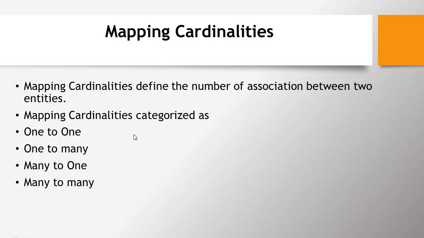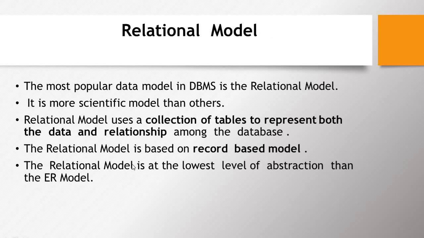Next, let us see the mapping cardinalities. Mapping cardinalities define the number of associations between two entities. Mapping cardinalities can be categorized into one to one, one to many, many to one, and many to many mapping cardinalities. These are the four types of mapping cardinalities. And the second type is the relational model.